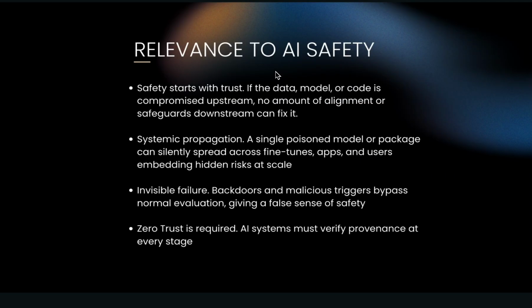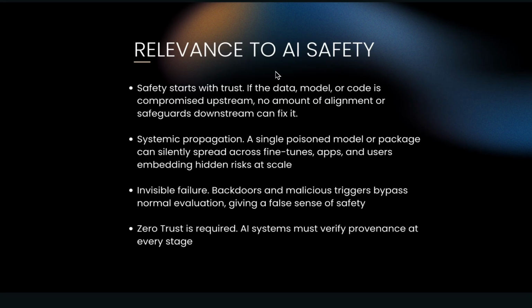Relevance to AI safety. How is this relevant to the whole of AI safety? Safety starts with trust. If data, model, or code is compromised upstream, there's no amount of alignment or safeguards downstream that can fix it. Systemic propagation: a single poisoned model package can silently spread across fine-tunes, apps, and users, also causing risk at scale.